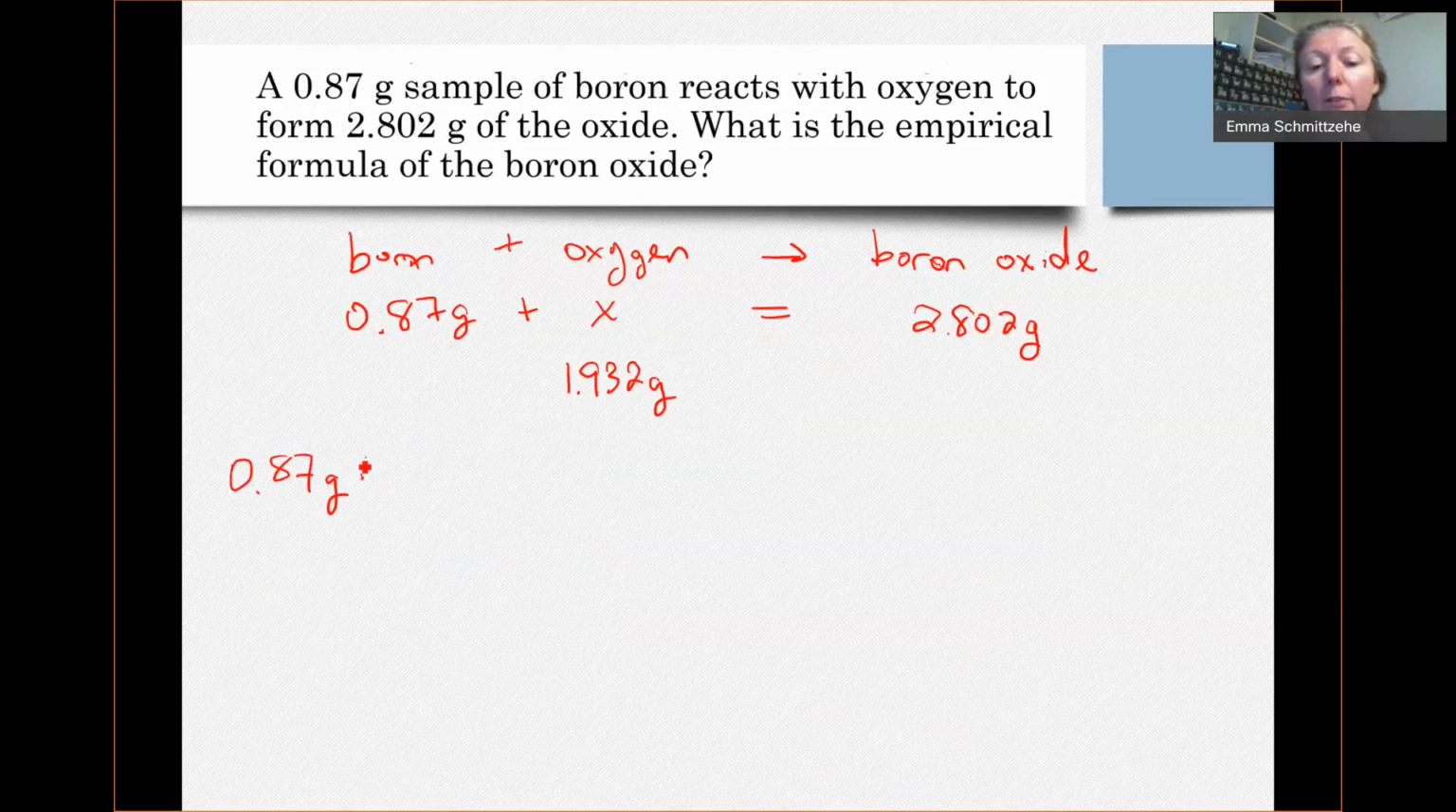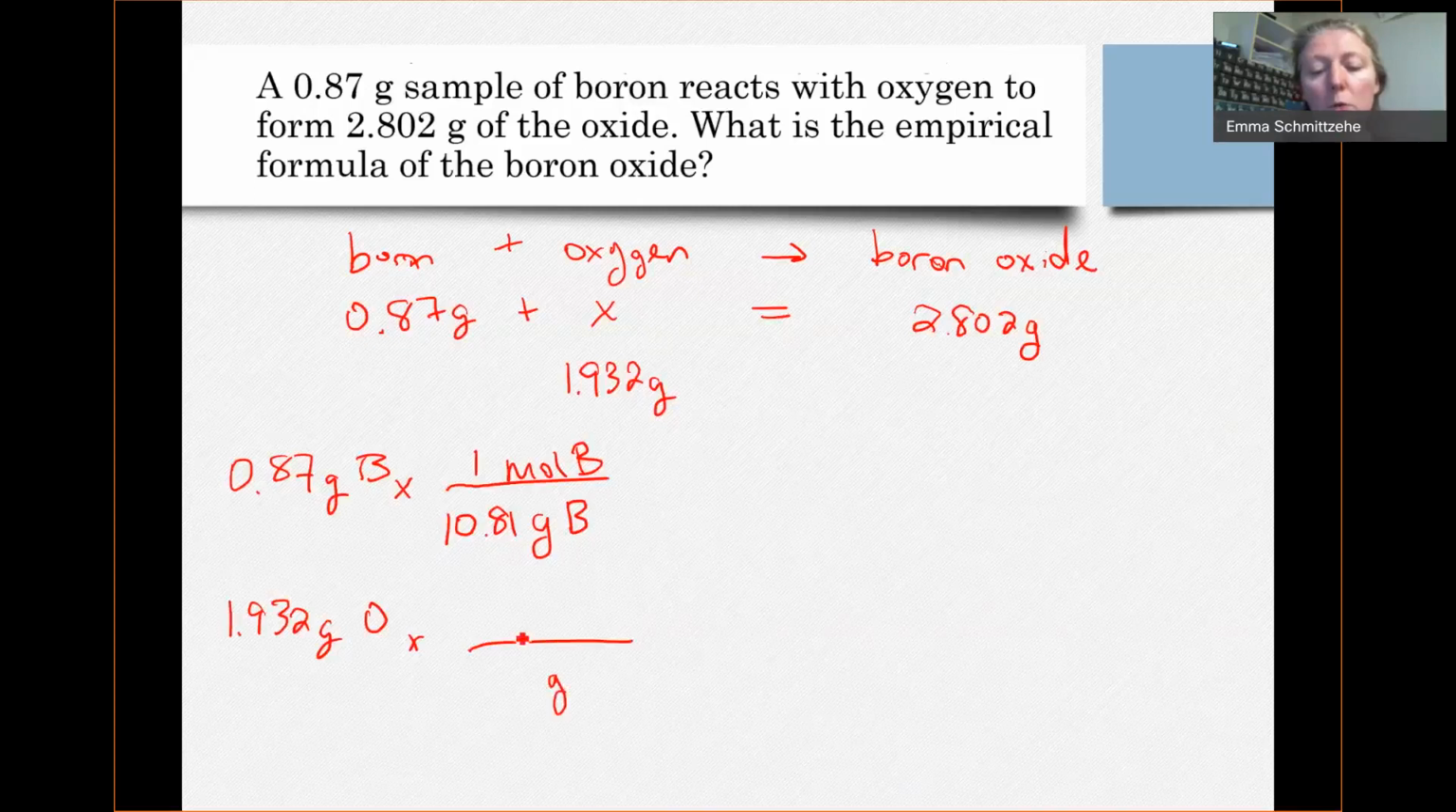So I have 0.87 grams of boron, I have 1.932 grams of oxygen, so I need to convert each of those to moles. So grams of boron to moles of boron, right? Put my grams on bottom so it cancels. I look at the periodic table, and boron is 10.81 grams per mole. For oxygen, I put grams on bottom so it cancels, and moles on top because that's relevant. And look at the periodic table, and we have 16.00 grams per 1 mole.